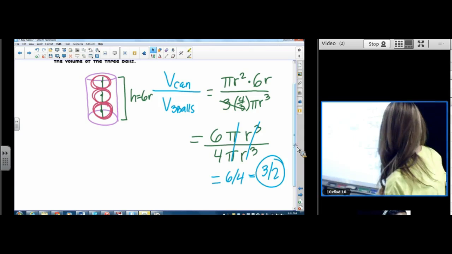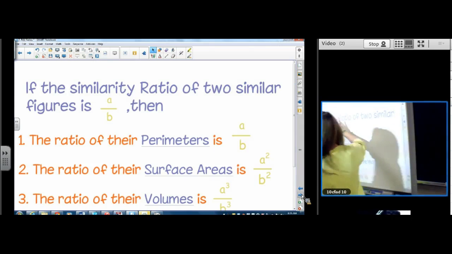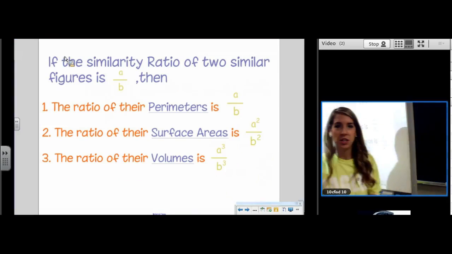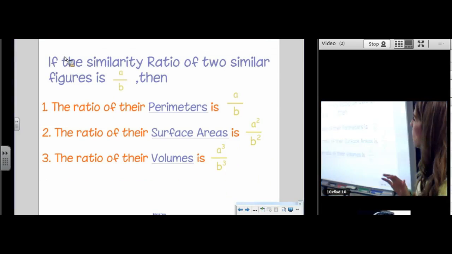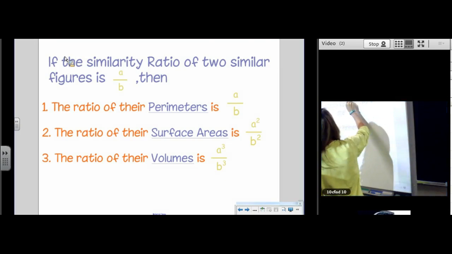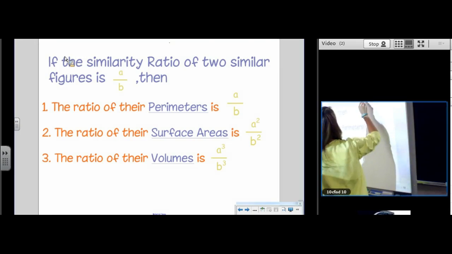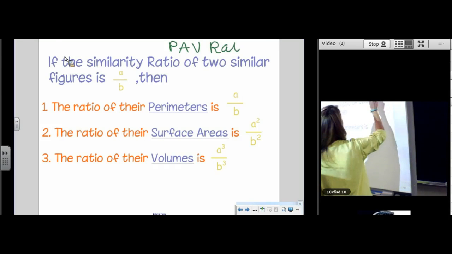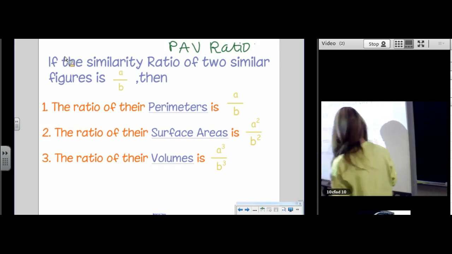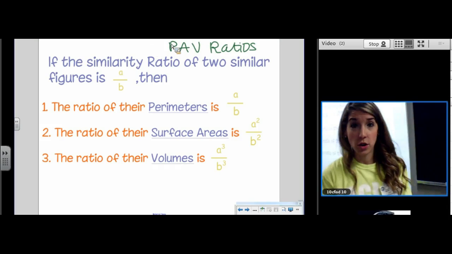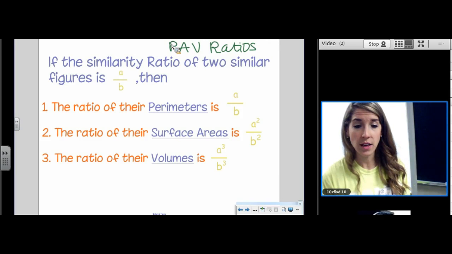Let's jump right into today's lesson. It is called PAV Ratios, or PAV, Perimeter Area Volume Ratio. This is old news. We already learned this in the similarity unit, so this is just a refresher.